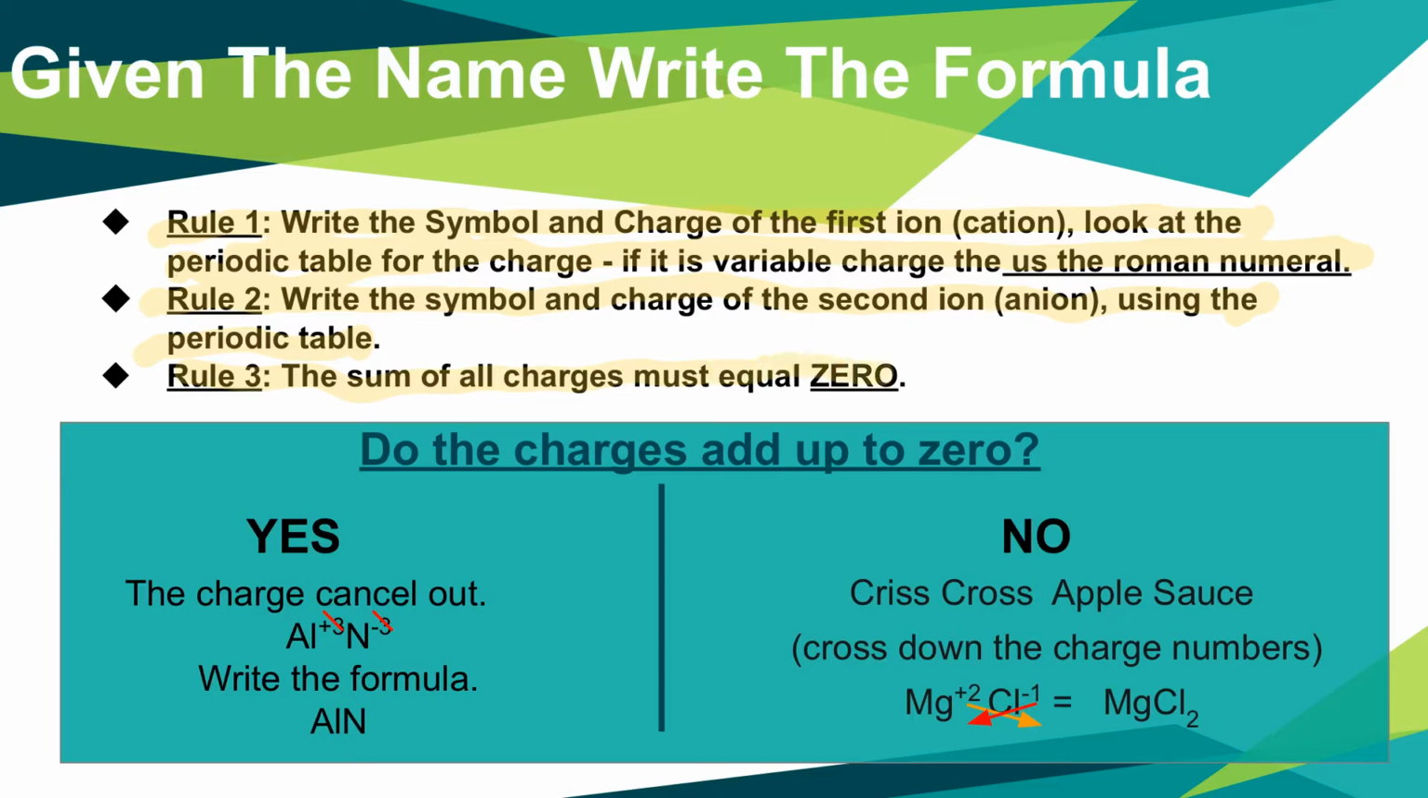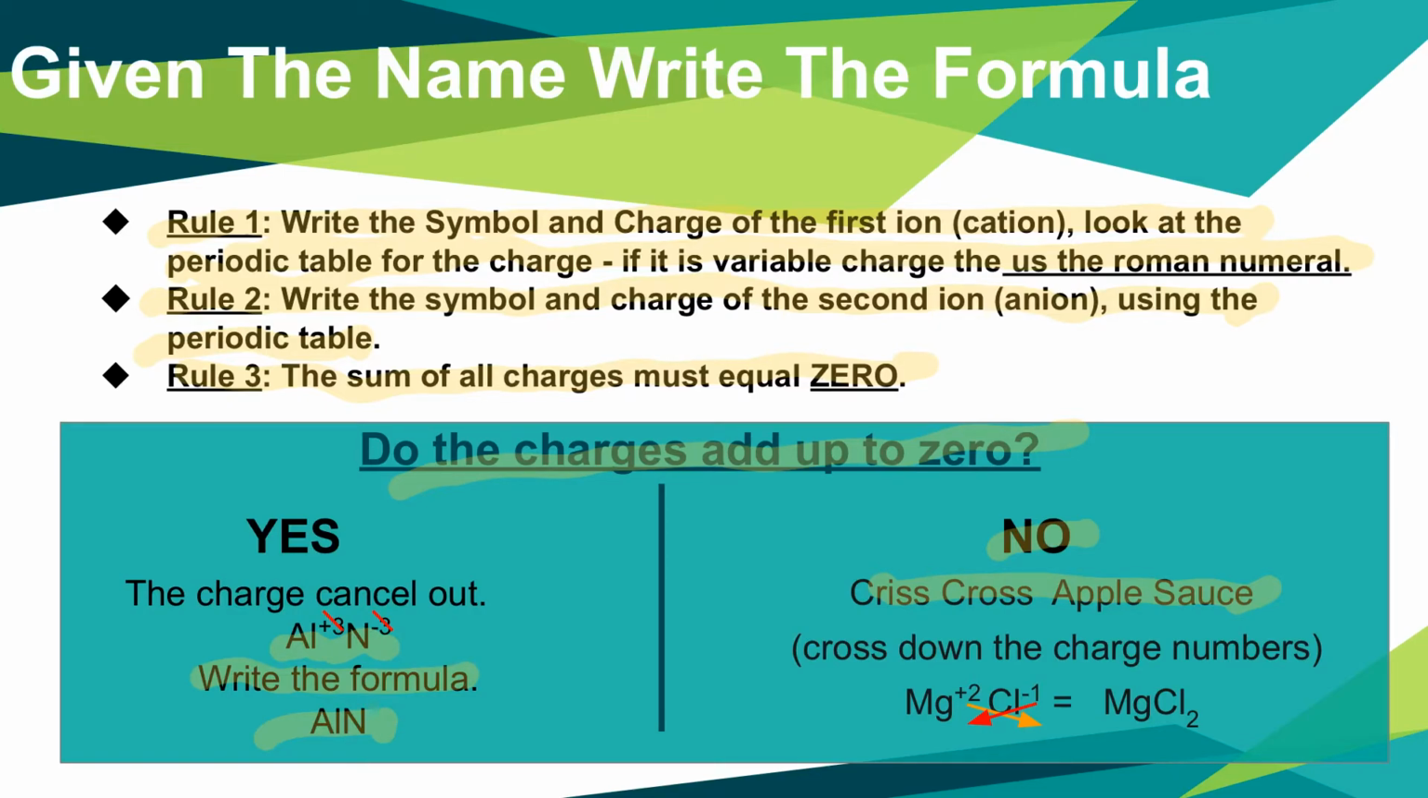Rule 3, the sum of the charges must equal 0. So do the charges add up to 0? Yes. The chart here for Al plus 3 and N minus 3, and you write the formula AlN. But here for MgCl, crisscross applesauce. So the charges don't add up.